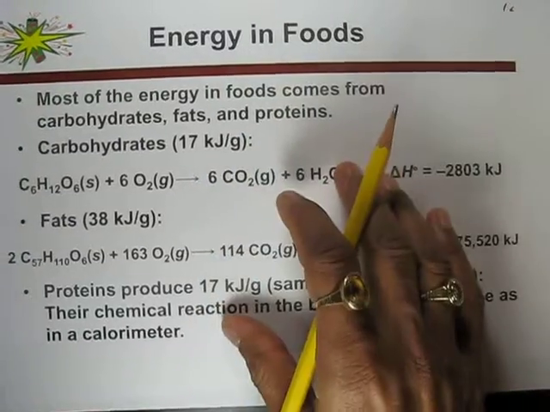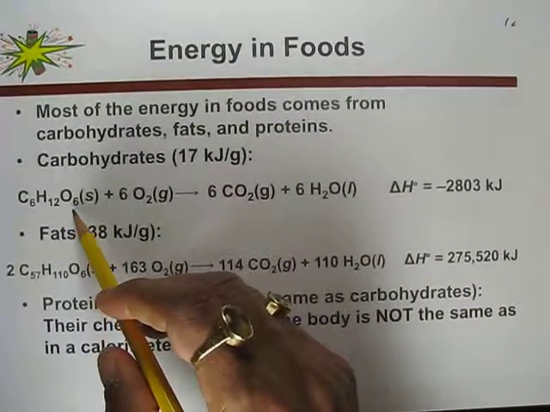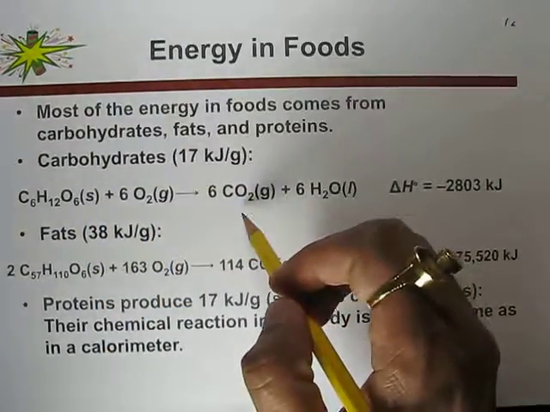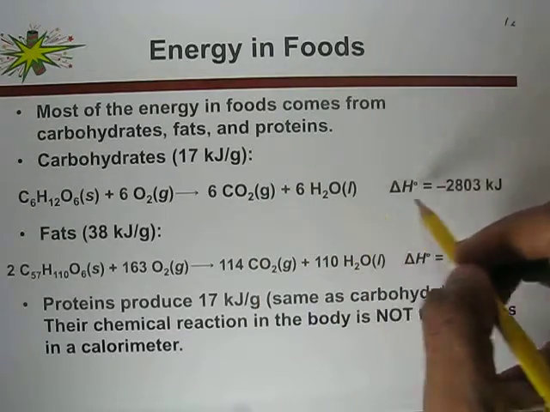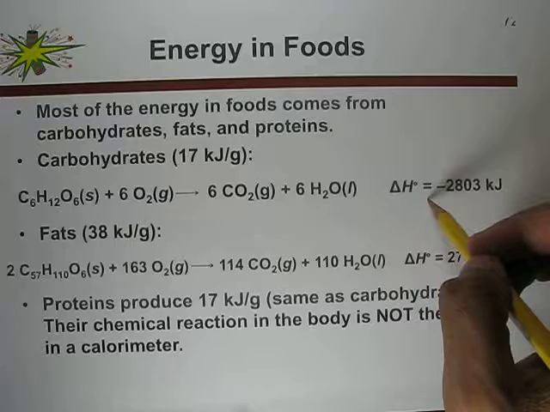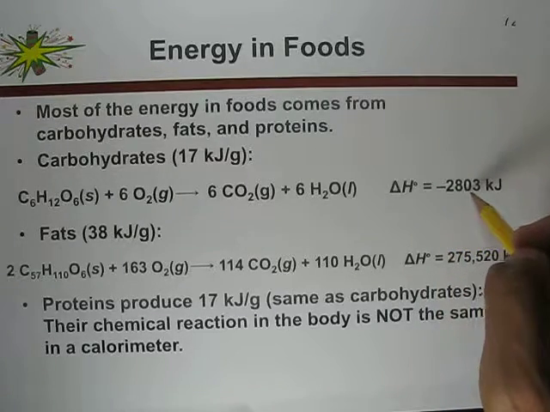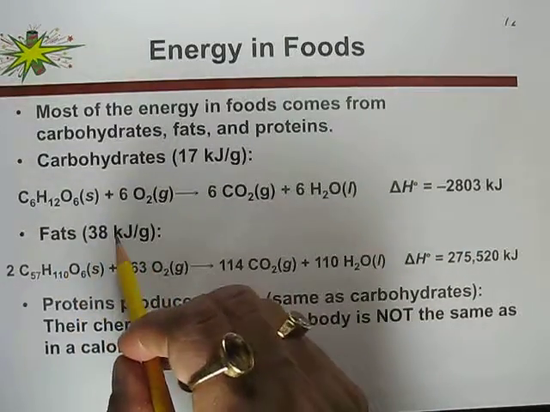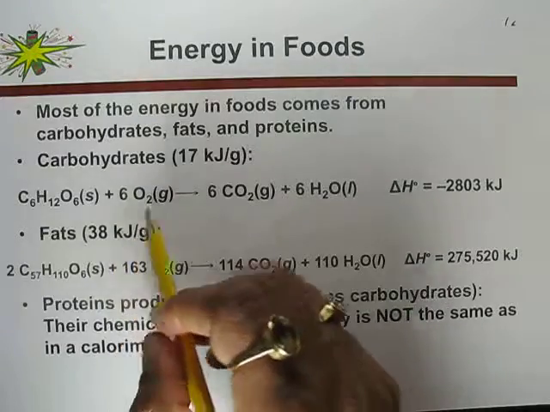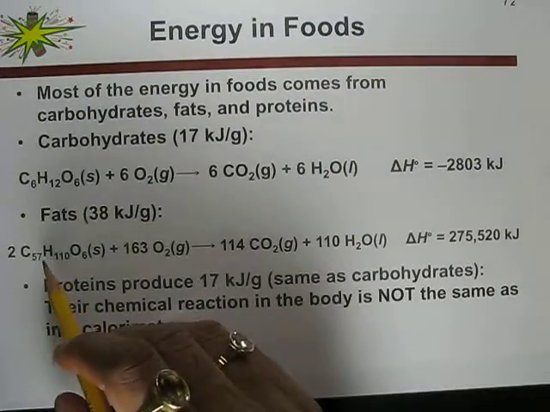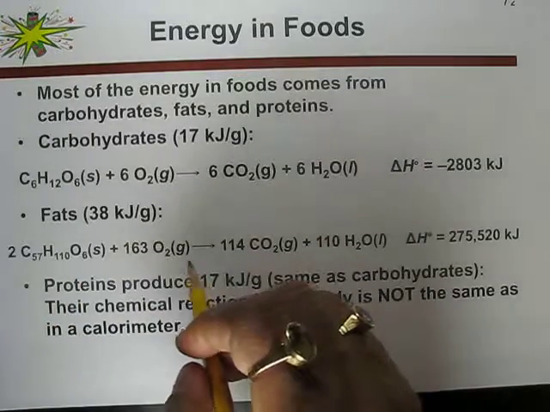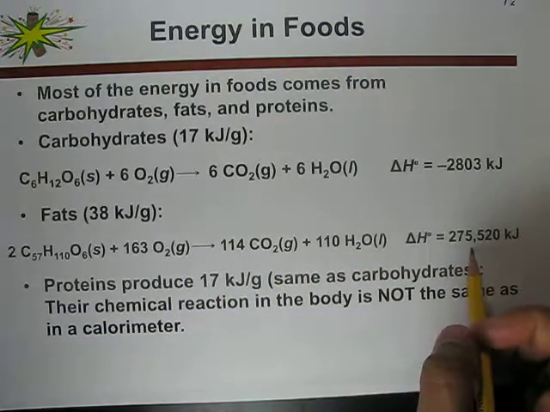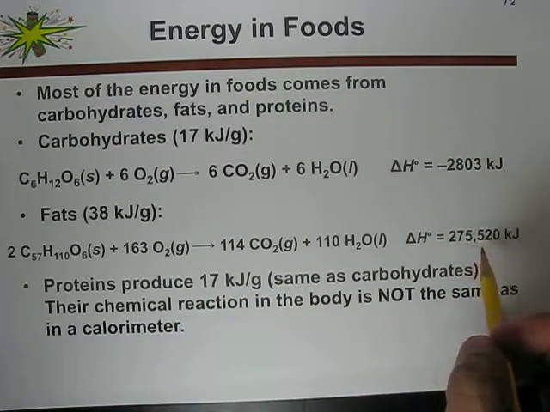So carbohydrate gives almost 17 kilojoules per gram, and this is an example for solid glucose. When it is burned with oxygen, it produces carbon dioxide gas and water, and delta H is 2803 kilojoules. And when we compare with fat, it is much higher, almost double. So this is a formula for one fat, which requires a lot of oxygen to burn, and then you can see how many times more energy this fat is giving.